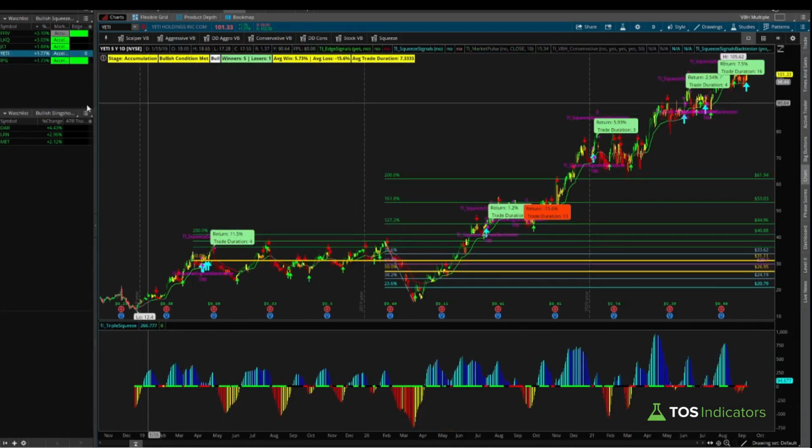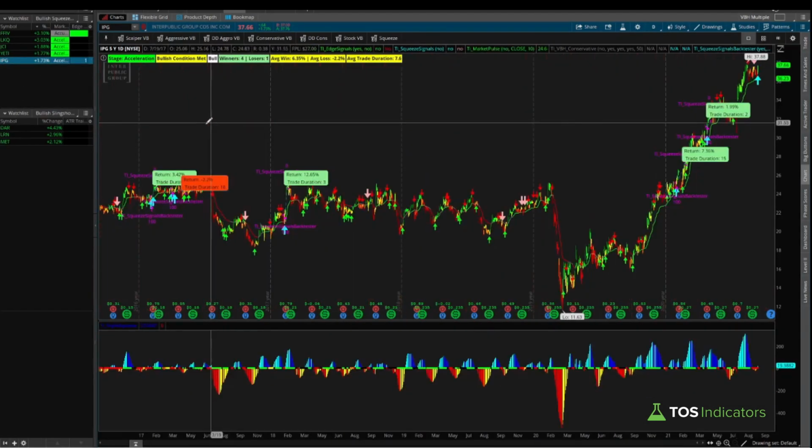We have Yeti. Yeti, very similar data statistics here, but also very similar on the loss side. 5 winners, 1 loser, average winner 5.73%, average loser negative 15.6%. However, this time if you took the average winner, you multiply that by the number of winners, and you subtracted that from the losers, your score here, if you were to think of this as a ranking mechanism, is still positive, however, not as good as some of the other tickers we've been seeing so far.